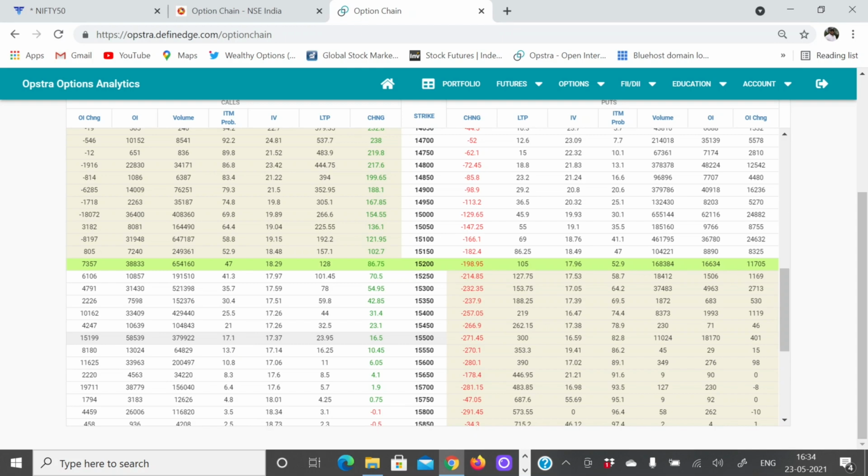So if you are an options buyer, you are trading with a strike which has only a 17% probability that you can make money. However, if you are an option seller, if you are selling this 15,500 call option, you have an 83% probability that your trade may win. So this is the additional information.